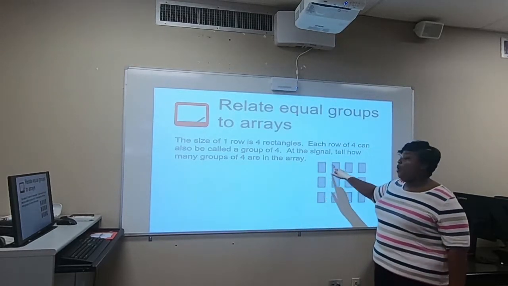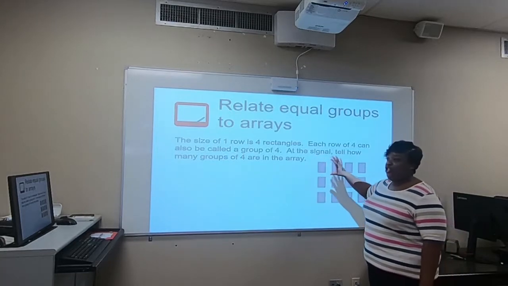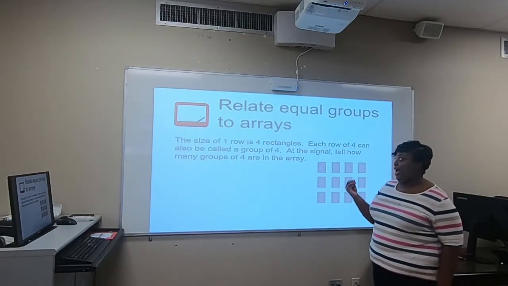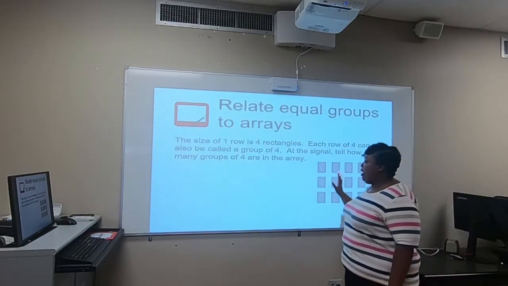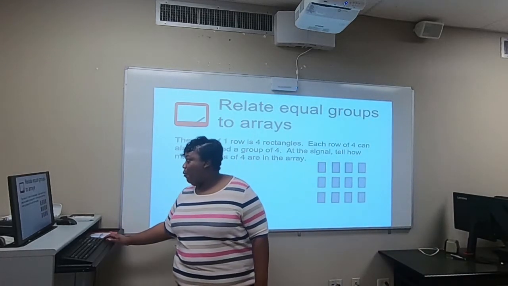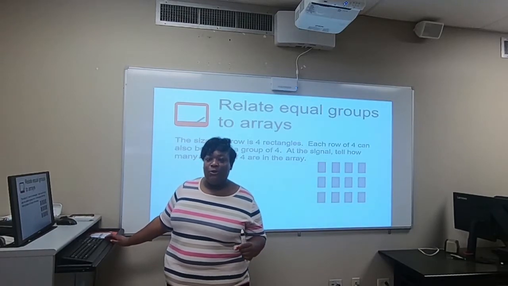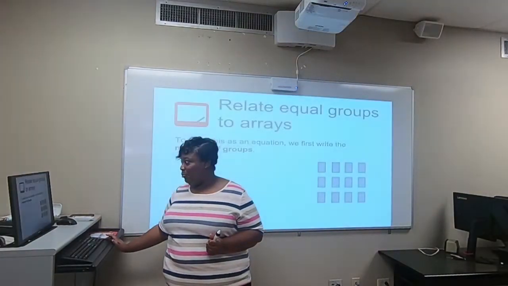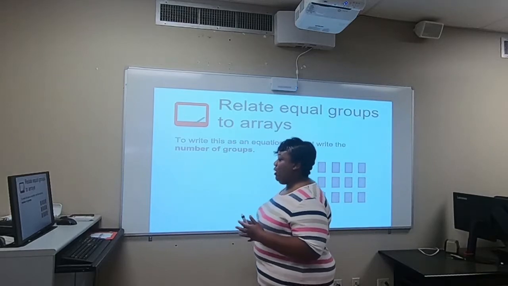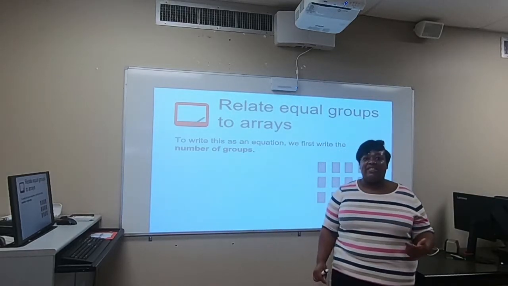Because there are 4 rectangles in each group or row, okay? Now, we know that there are 3 rows of 4, which means we have 3 groups and the size of the group is 4, okay? To write this as an equation, we must first write the number of groups.